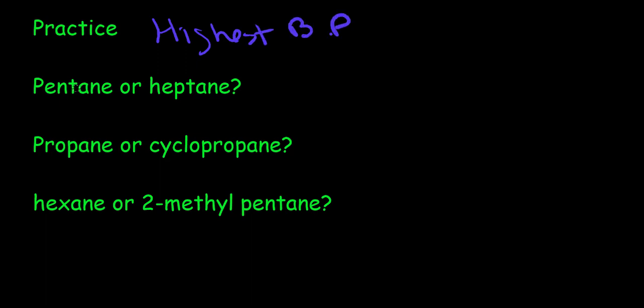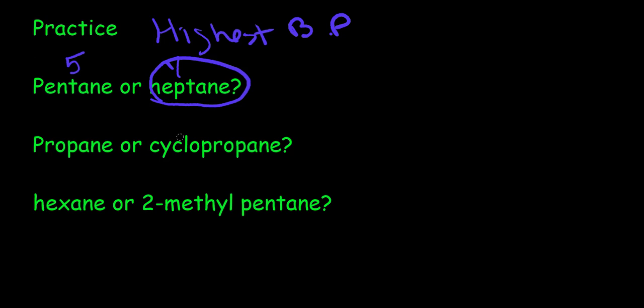Okay, so between pentane and heptane. Pentane, that's a 5 carbon straight chain. Heptane, hept is for 7 carbon straight chain. The longer the chain, the higher the boiling point. So you've got it. Heptane would have the higher boiling point of this pair.